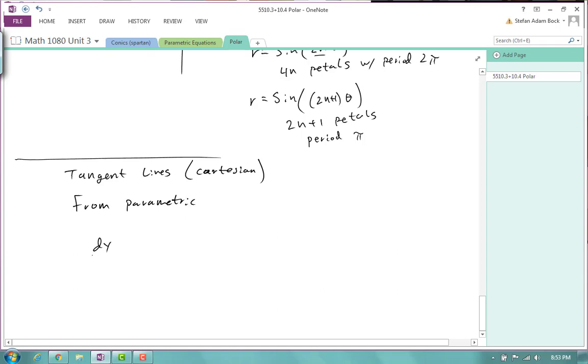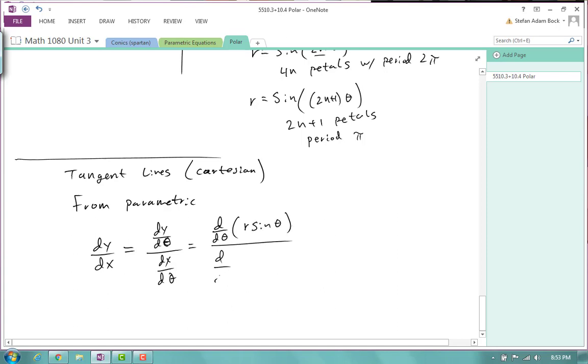So from parametric, because these are parametric, my dy over dx, the slope of a tangent line, is equal to dy over d parameter, which is theta, over dx over d theta. Y is equal to r sine of theta.